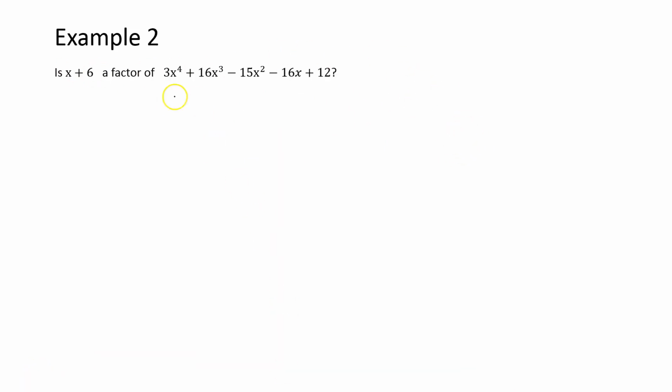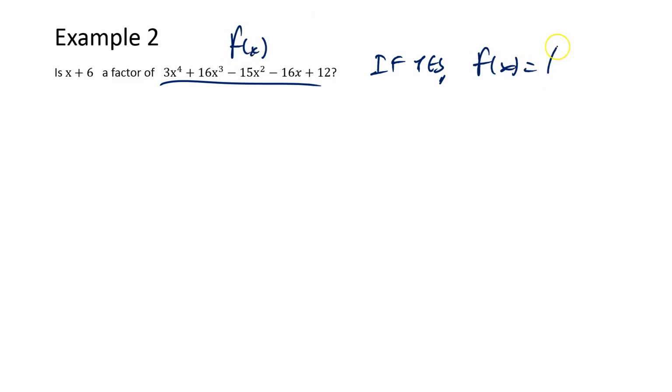Is x plus 6 a factor of this mess? To know that, all we have to do is think: if yes, then, let's call this f of x, I would have f of x equal to x plus 6 times something, and no remainder, so plus 0. Because if it's a factor, there's no remainder. The remainder would be 0 because we could just write it as two factors. So if that's true, then f of negative 6 would be equal to 0. So the question is, is f of negative 6 equal to 0, or is the remainder 0?